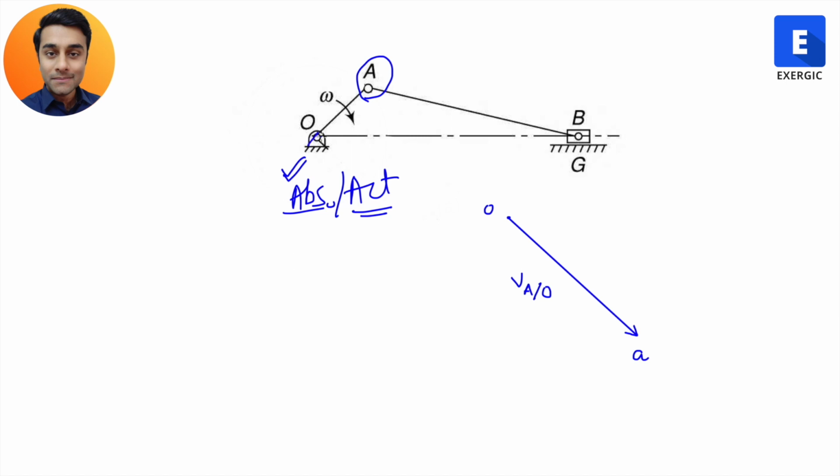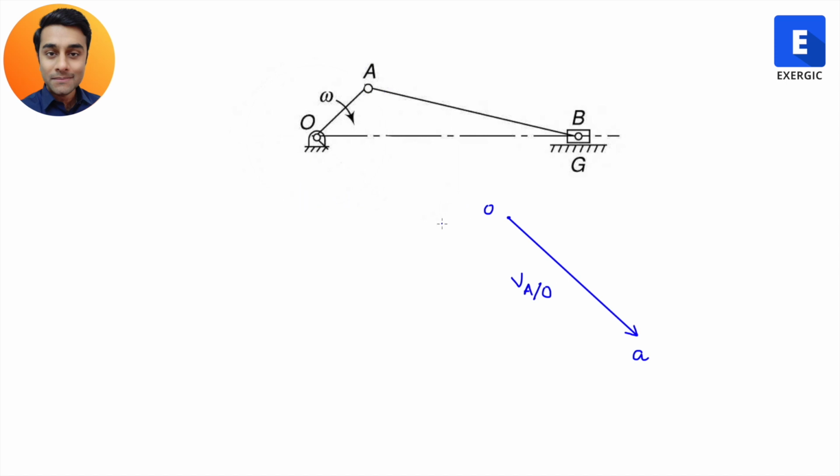Point O is also at rest. So the velocity of A, the actual velocity of A, which is the absolute velocity, is the same as the velocity of A with respect to O or with respect to G. This G also is ground, which is fixed, right? So both of them, point O, which is fixed here, as well as G, which is ground, are treated as the same point, at rest.